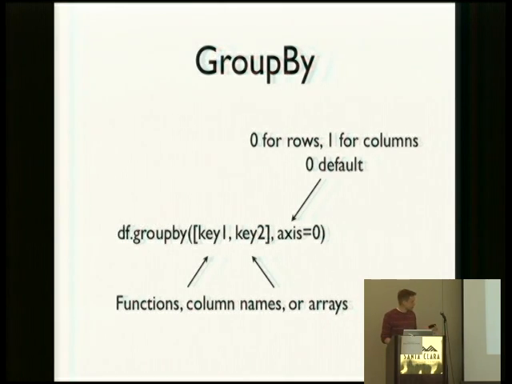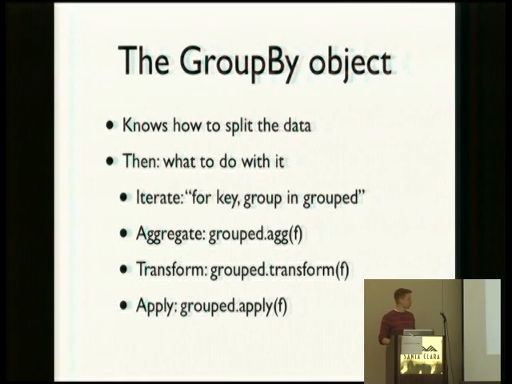This is just the theoretical explanation, so you'll have more of an idea when we start looking at code what this thing is that I've created here. The object that you get back is a group by object, and it doesn't actually do any work. All it does is encapsulate the information about how to split up the data. And then from there, you can decide what you want to do with it. You can aggregate the data, you can transform it, you can apply an arbitrary function to the groups.